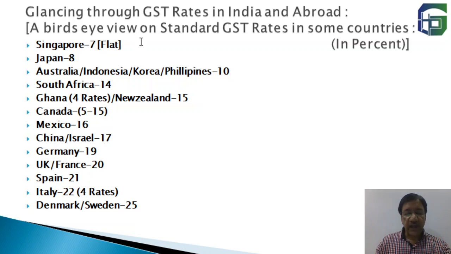So while glancing through the world rates of GST, we see that the rate starts from 7% and the highest rate is 25%. So you can compare India's position with the international level rates applicable in various countries of the world. So it is a standardized rate. Okay, so let us see India's position so far as the GST rate is concerned.